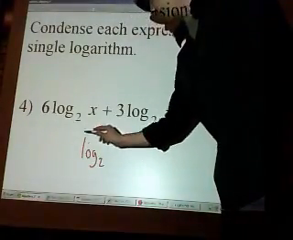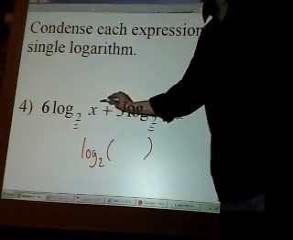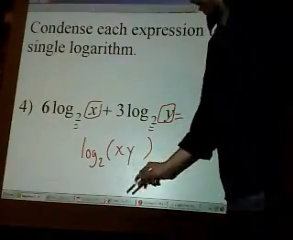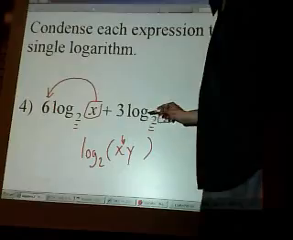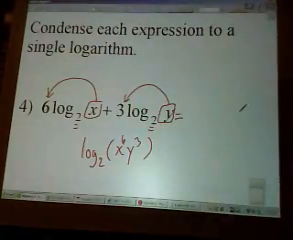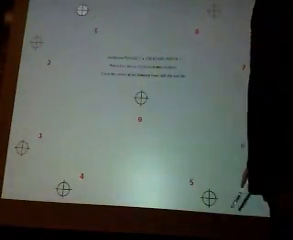So we got logarithm base 2, because look, the 2's match up. And we have this xy thing again, so we know we're going to put x and y in here. And now I have to raise x to the 6th power and raise y to the 3rd power. 6 looks a little like a 4, so I want to fix it.